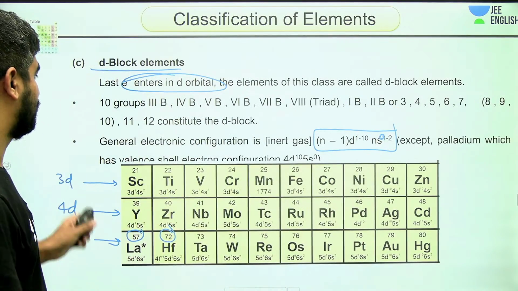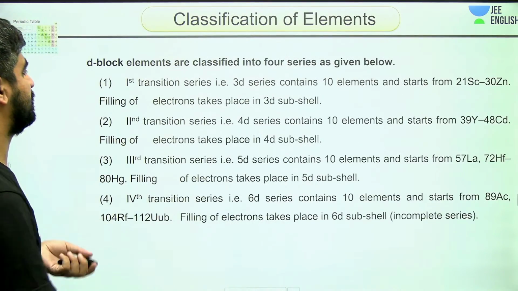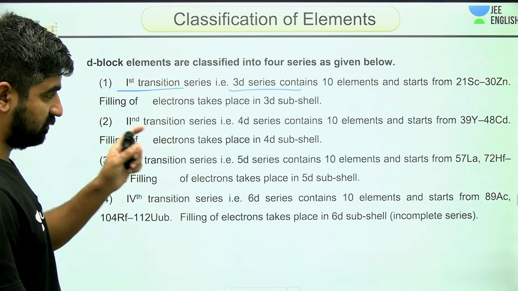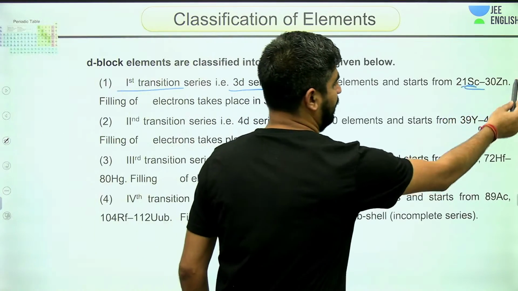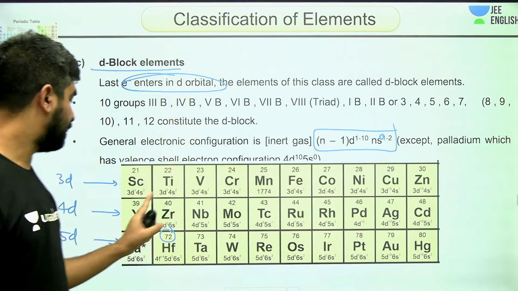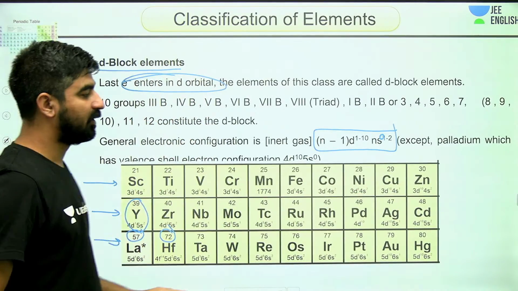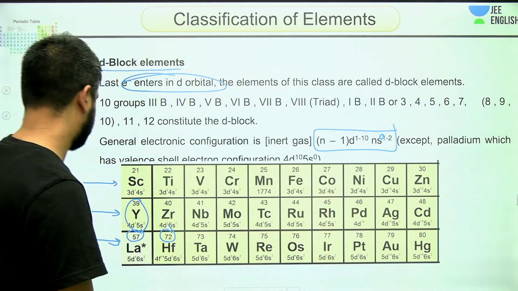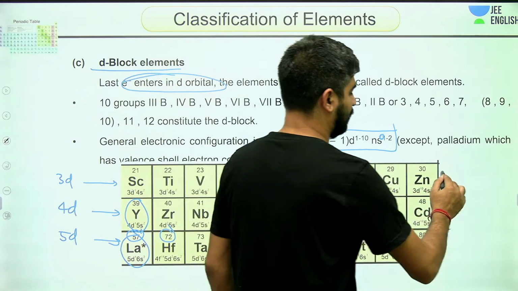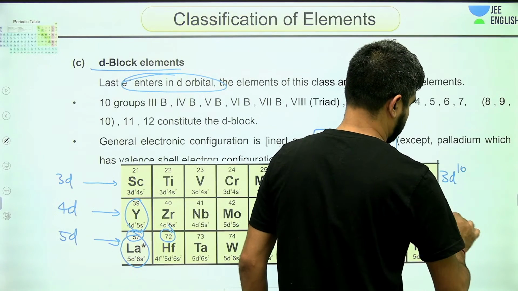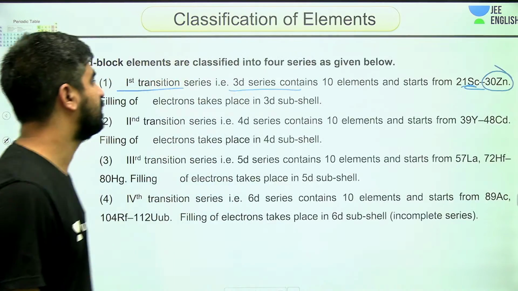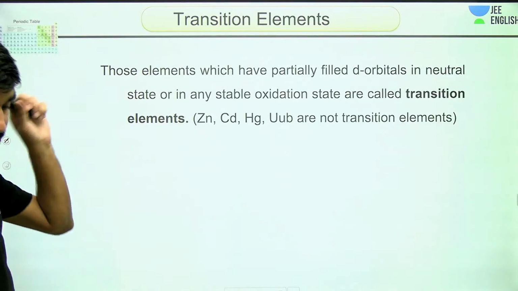Okay guys, so now let's move to d block. The first transition series, the 3d series, contains 10 elements. It starts from scandium and ends at zinc. Scandium to zinc. The second transition series starts from yttrium and ends at cadmium. Third, lanthanum to mercury. So their configurations you can remember: 3d10, 4d10, 5d10. Now I will discuss, guys, what are transition elements.